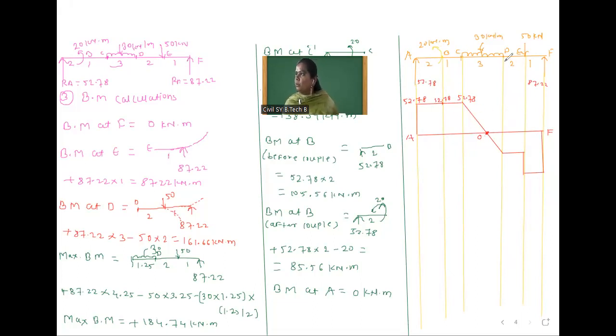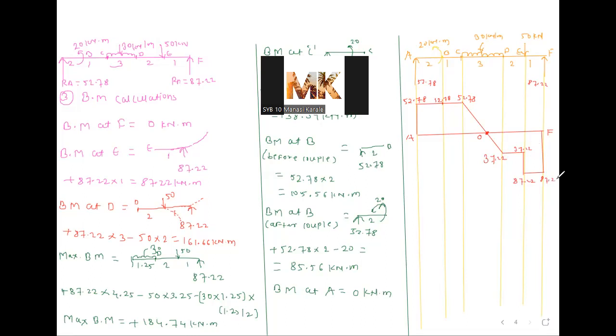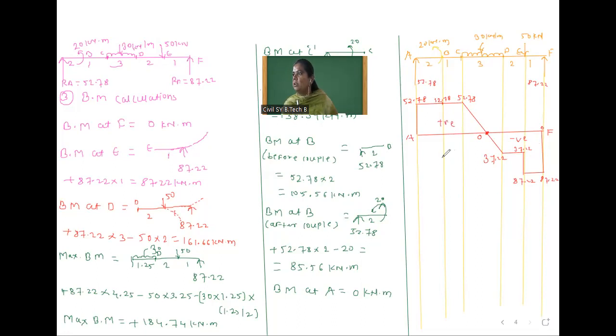After that, shear force at D is minus, but we will not write minus because the diagram is already below the baseline. So 37.22. Here again the same 37.22. Here 87.22, here 87.22 and here 0. So this is minus and this is plus. This is our shear force diagram.